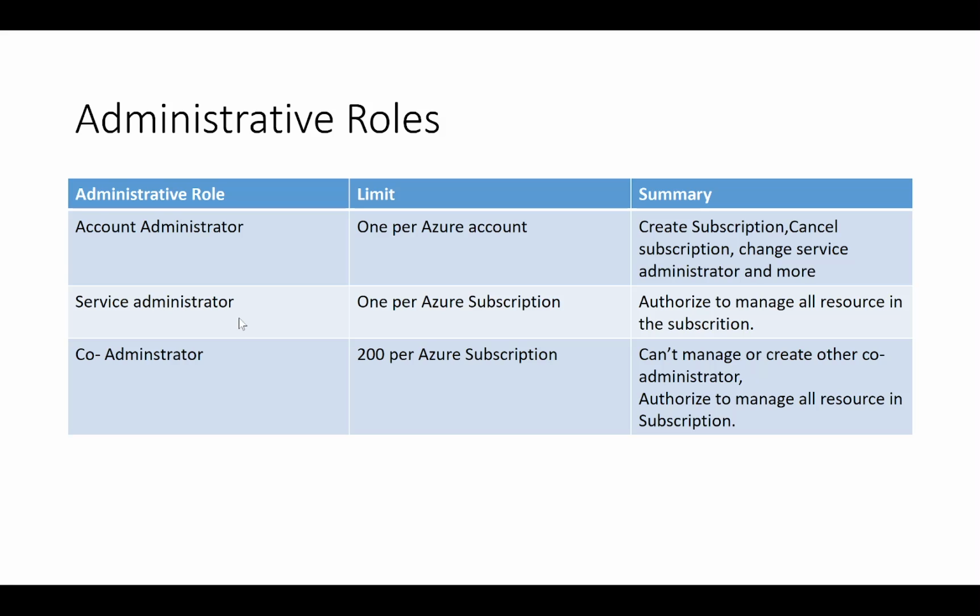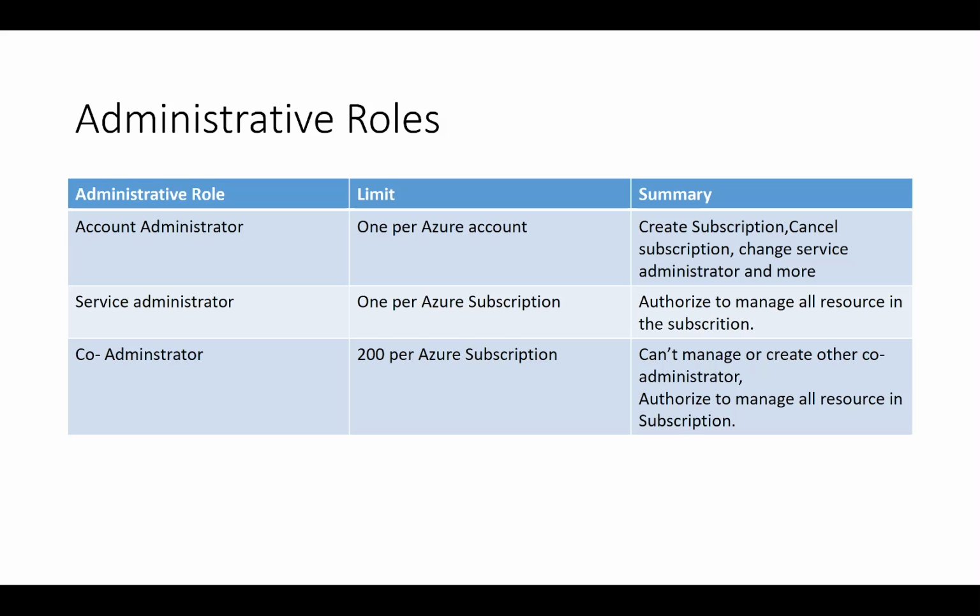Secondly, we have the service administrator. If the account administrator creates three different subscriptions, there could be three different service administrators for these three subscriptions. So there is one per Azure subscription, and they can manage all the resources belonging to their subscription. Co-administrators are users who cannot create any other co-administrator, but can manage the resources available inside the current subscription. So these are the administrator roles.